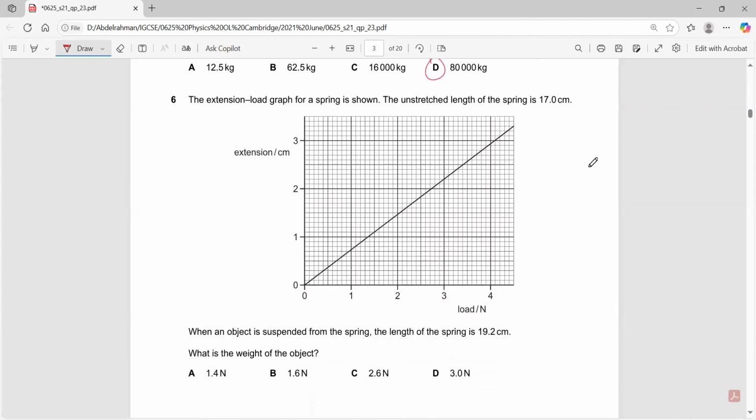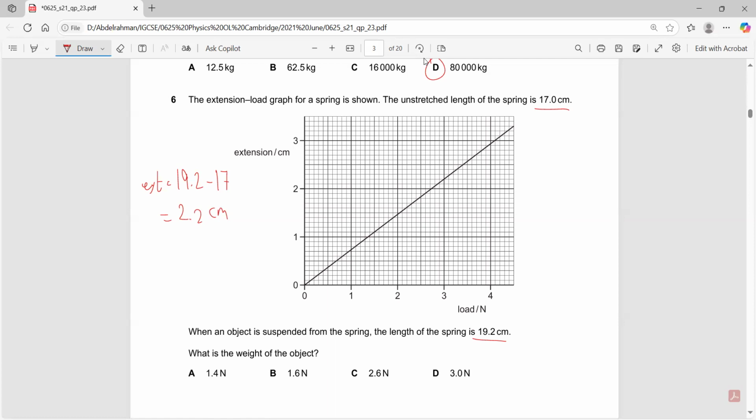The extension load graph for the spring is shown. The unstretched length is 17 centimeters. When an object is suspended, the spring becomes 19.2 centimeters. Can I find the weight of the object? Yes. First of all, I need the extension, right? Can I find the extension? Yes, the extension would be 19.2 minus 17, which is 2.2 centimeters.